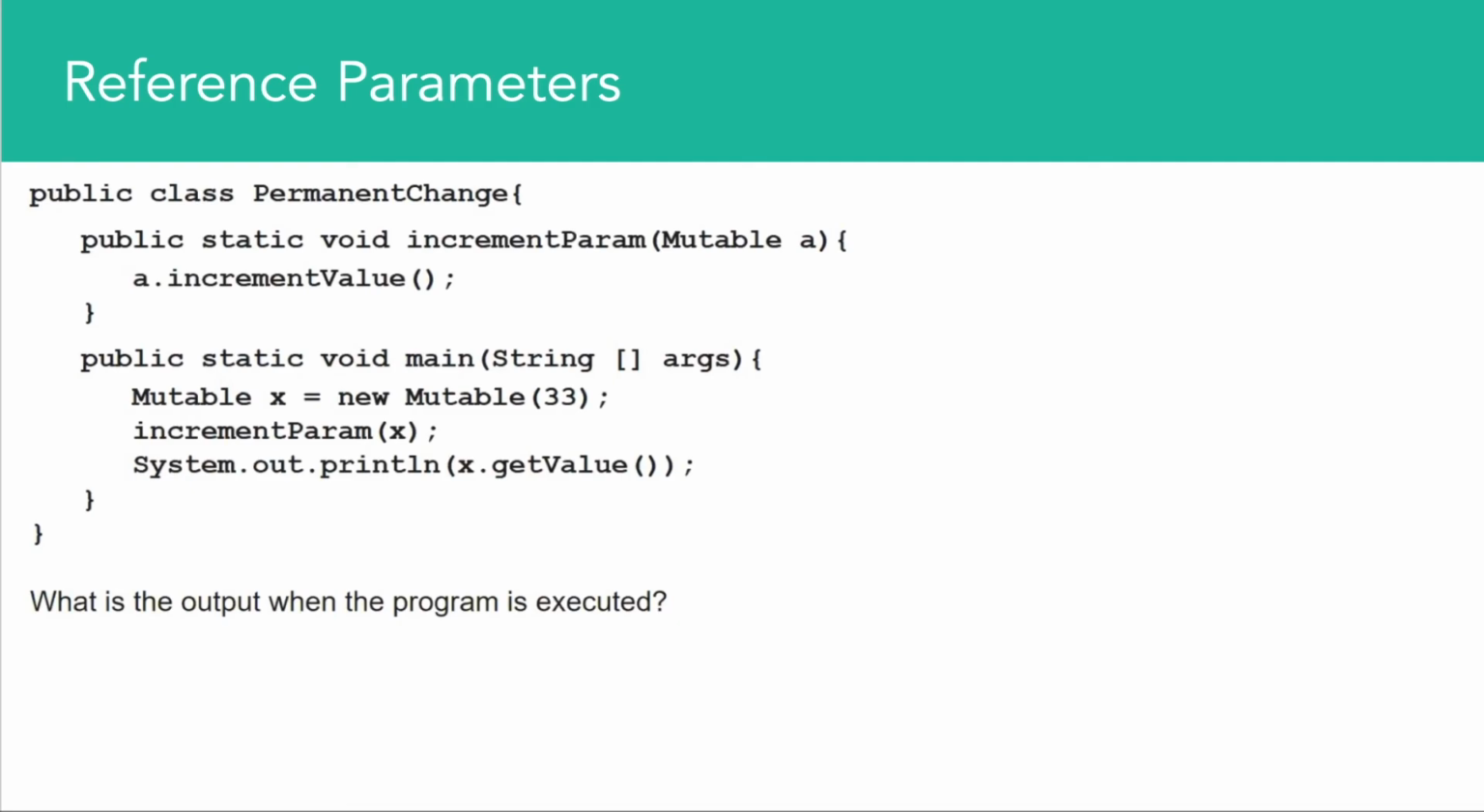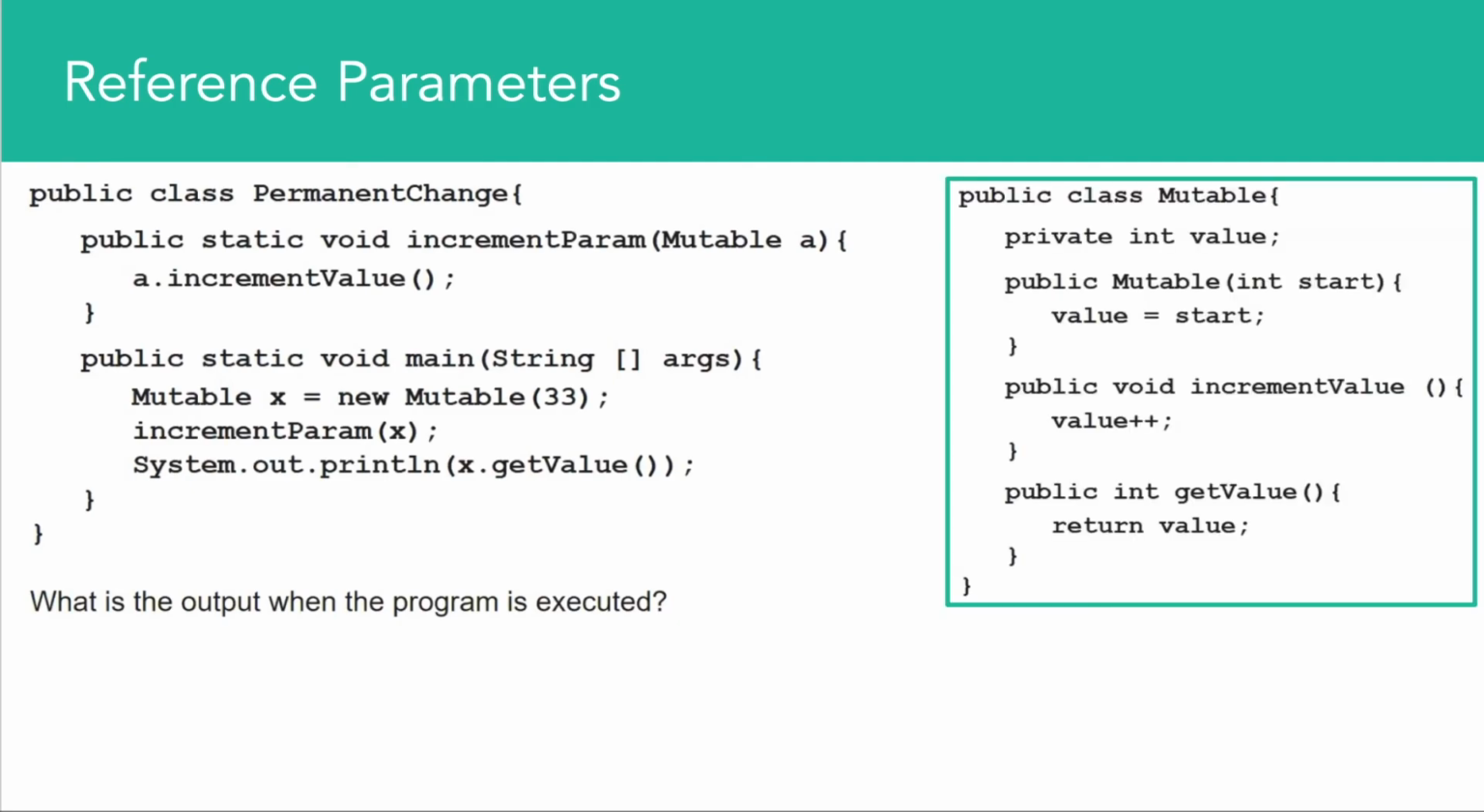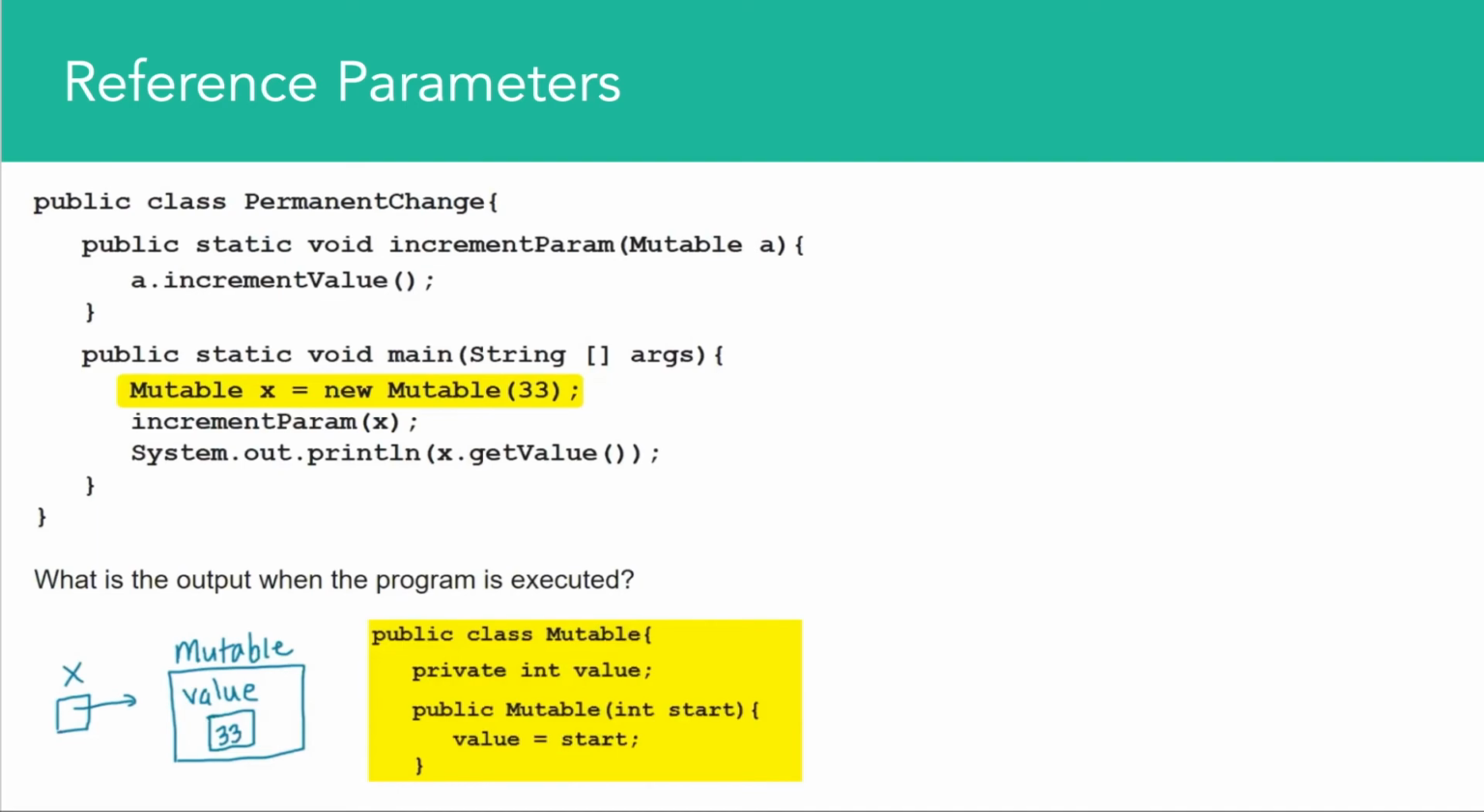Look at this code. What is the output when the program is executed? Here's the class again for your reference. How might you visualize this using reference types that point to data? Let's look at our code. Let's start by instantiating an object X of type mutable that has the parameter 33. Notice at the bottom how we're visualizing this. X points to the reference that stores the value 33.